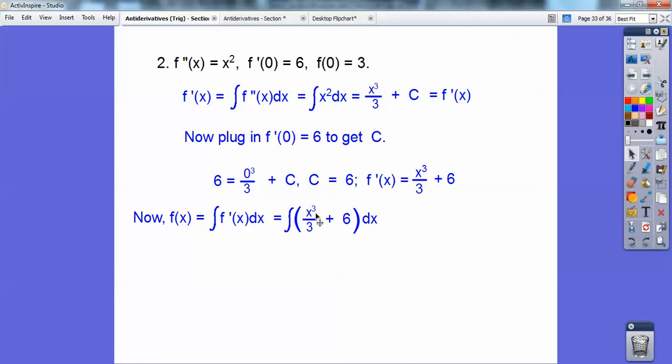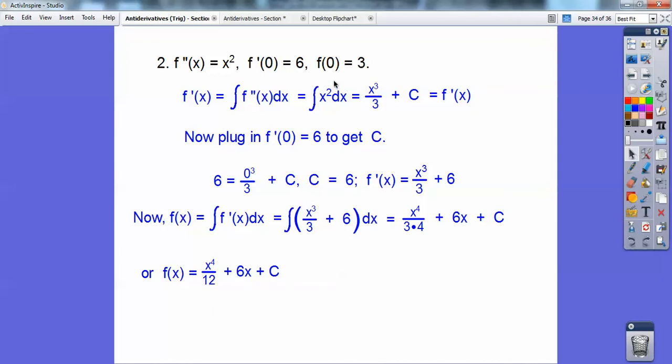All right, going to add an exponent, which is going to make it 4, and divide by 4. So I get that function right there, x to the 4th over 4, times 3, so x to the 4th over 12. Going to add an exponent, so it's going to be 6x to the 1st over 1. I don't need the 1. Then don't forget your plus c. Okay, so f of x equals x to the 4th over 12, plus 6x plus c.